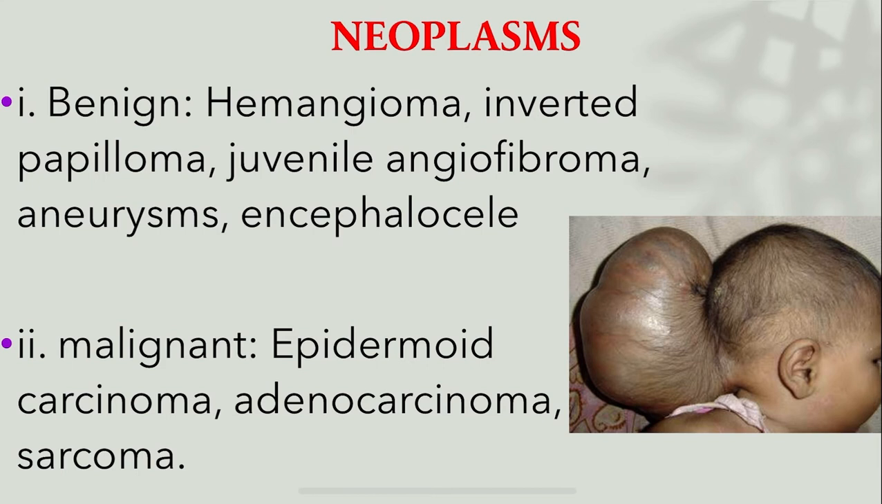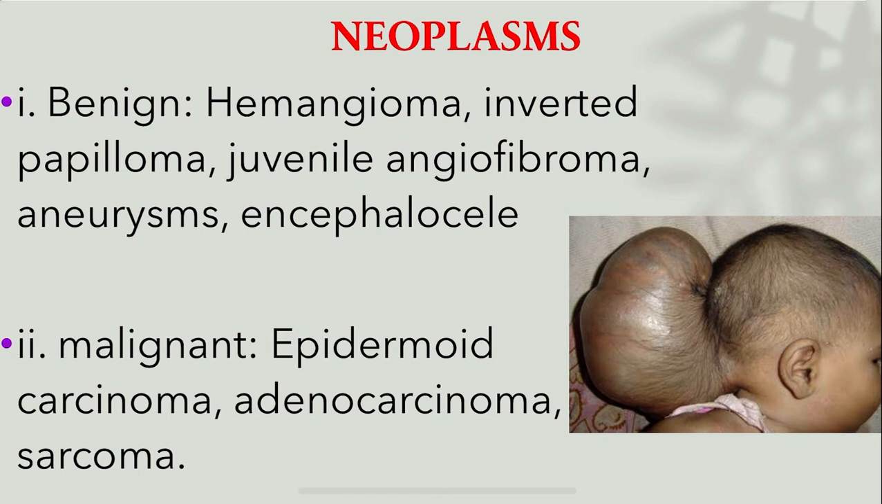Juvenile angiofibroma. Angiofibroma, it is nothing but the tumor which is formed in the blood vessels, okay, and also from the fibrous connective tissue. Angio, blood vessels, fibro, in the fibrous tissue. Aneurysms, we know that's the ballooning of the arteries.